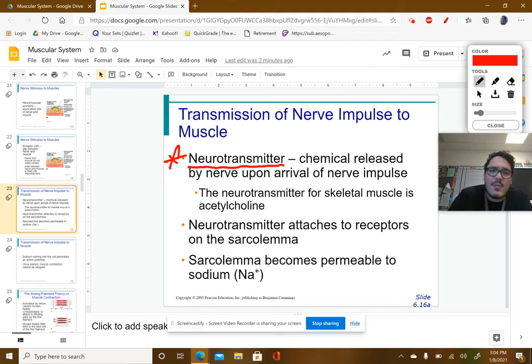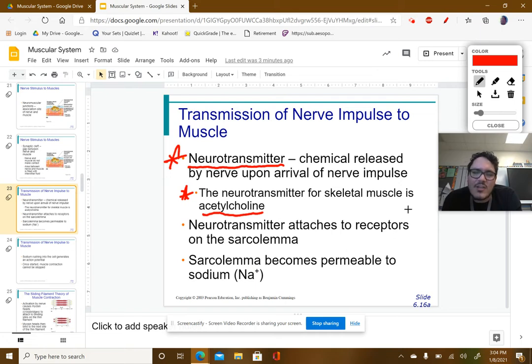The one that we really need to pay attention to for this unit is acetylcholine. Acetylcholine is the one we really want to pay attention to. And the reason for that is because acetylcholine is the neurotransmitter responsible for skeletal muscles to activate. So we really want to pay attention to that one. The rest of the stuff is more oriented to the nervous system, but we might as well talk about it.